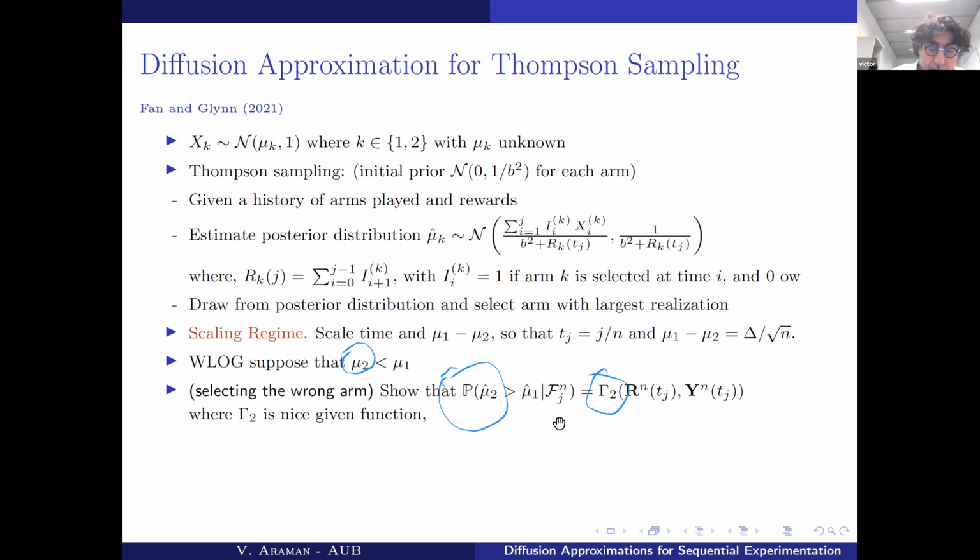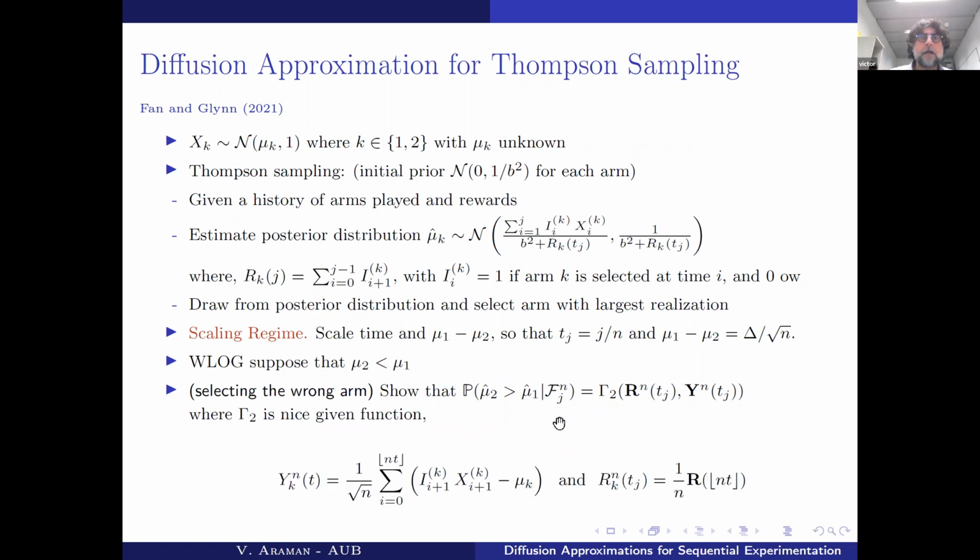So R is a two-dimensional process and Y is a two-dimensional process. And gamma 2 is basically phi, which is the standard normal CDF. Rho is some function. So it's a nice continuous function, because I will need to use a continuous mapping theorem later. And what is Y? Again, R is what we said is the counting process, but now we're scaling it. And so we're scaling time by n, but scaling space by 1 over n.